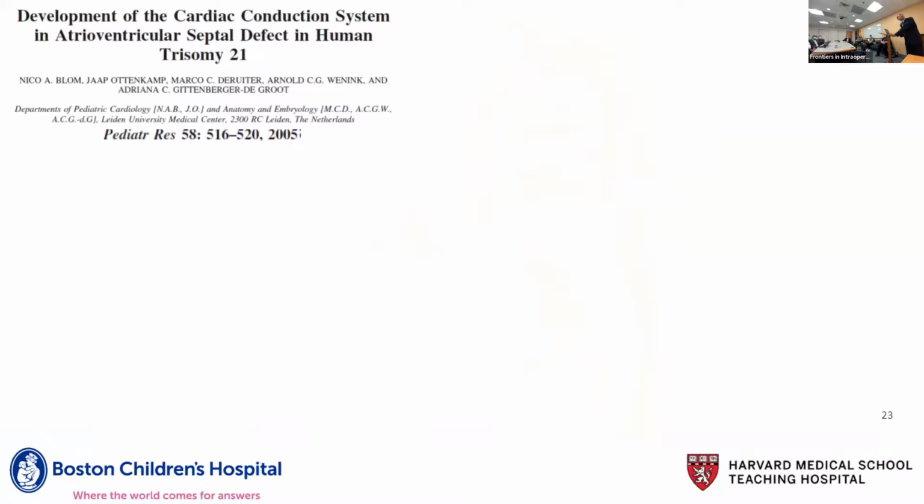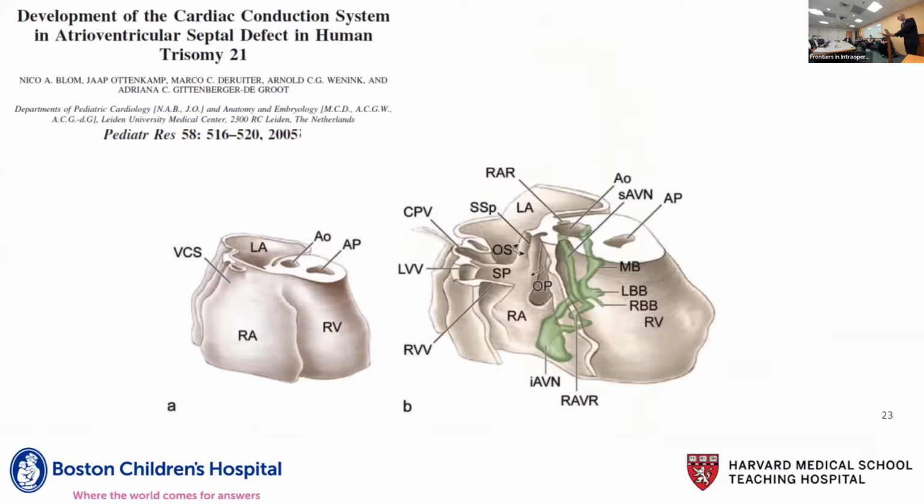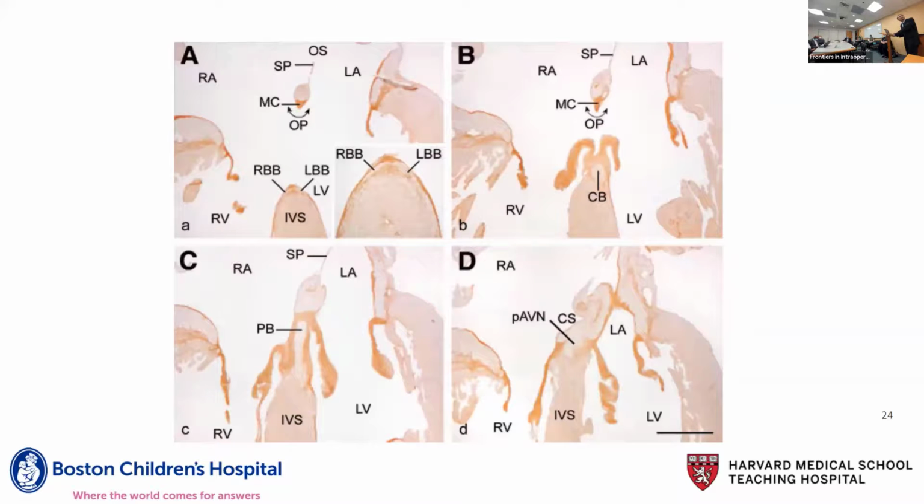How does this look histologically? This is from the group at Leiden, showing us how embryologically these conduction patterns come about. It's the AV node, and as the primordial sac develops, how these bundle branches arborize across the ventricular septum and supply the respective ventricles. The same group did histologic analysis, again showing the penetrating bundle, as shown by PB, and the right and left bundle branches.